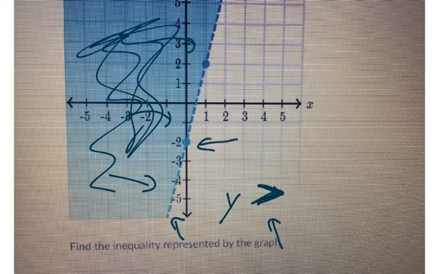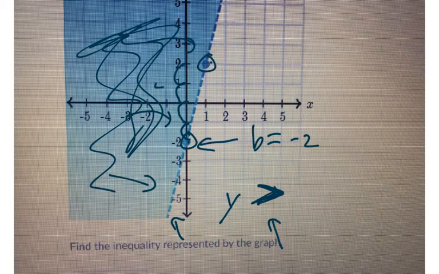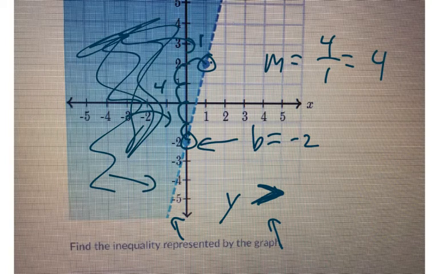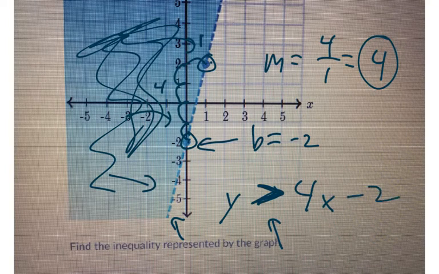Now, if you look right there, do you agree that dotted line crosses b equals -2? Again, that's our y-intercept. And let's find the slope. To go from here to here, I'm going to go up 1, 2, 3, 4. I'm going to go over 1. Do you guys agree that slope is 4 over 1, positive because it went up? And of course, 4 over 1 simplifies to 4. So let's finish up. We know it's y greater than 4x, slope was positive 4, minus 2.